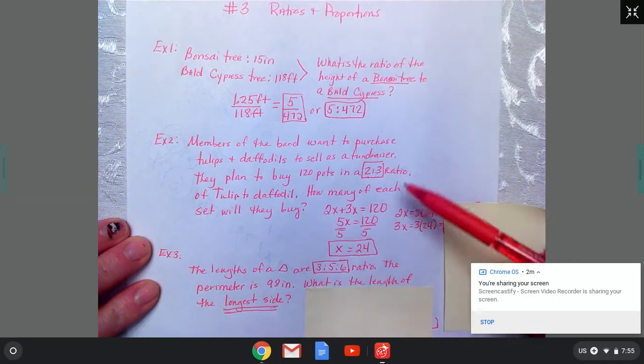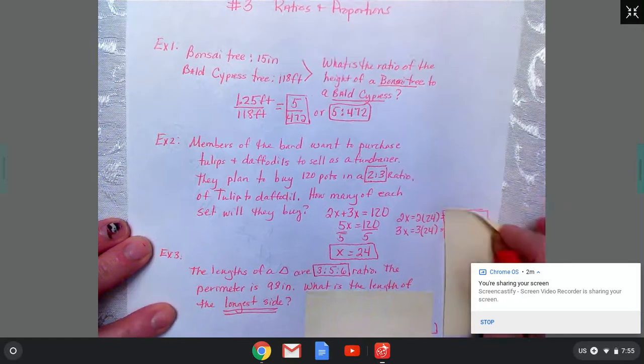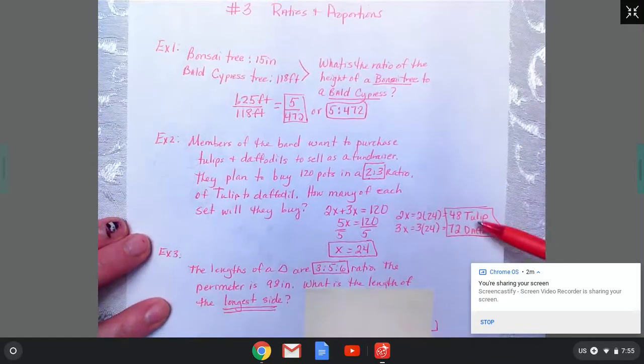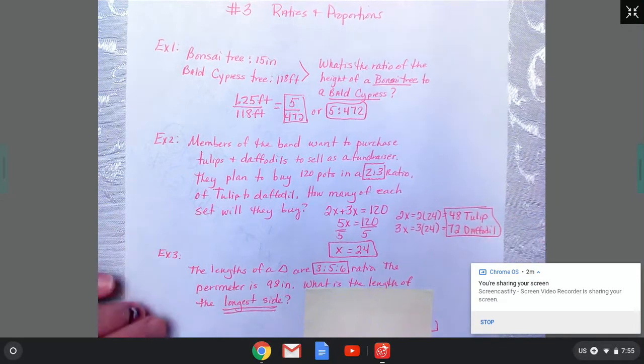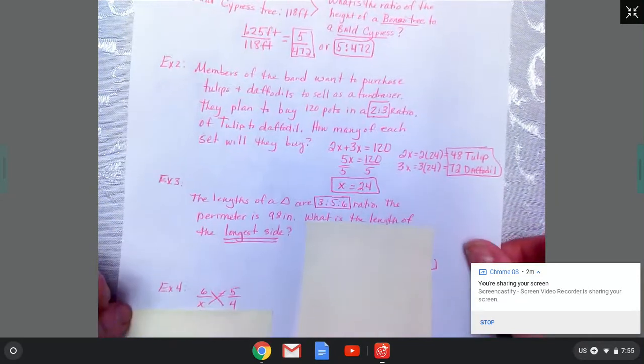Okay, then I went back and plugged in 24 for each of the two parts. 2 times 24 and 3 times 24. So that gave me 48 tulips, 72 daffodils. Okay, and you want to make sure that it does add back up to your total. The next problem is another word problem.